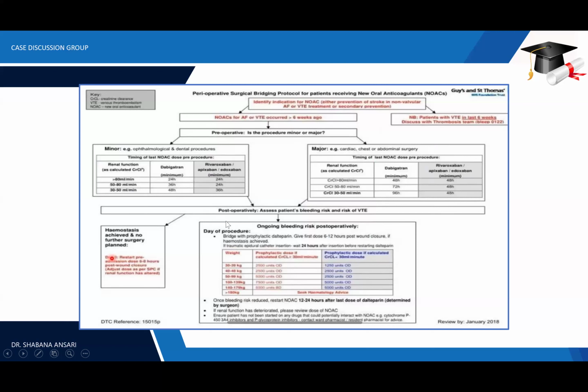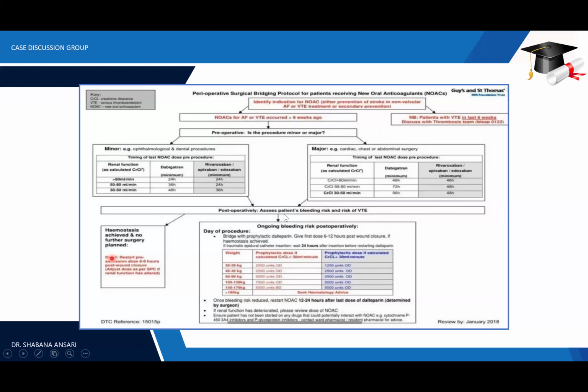But post-operatively, the flow chart has mentioned that we have to assess the bleeding risk of the patient and the risk of VTE. So if hemostasis is achieved and there is no risk of bleeding, no further surgery planned, then we can restart the pre-admission dose 6 to 8 hours after the wound closure. That is, they are talking about the rivaroxaban.